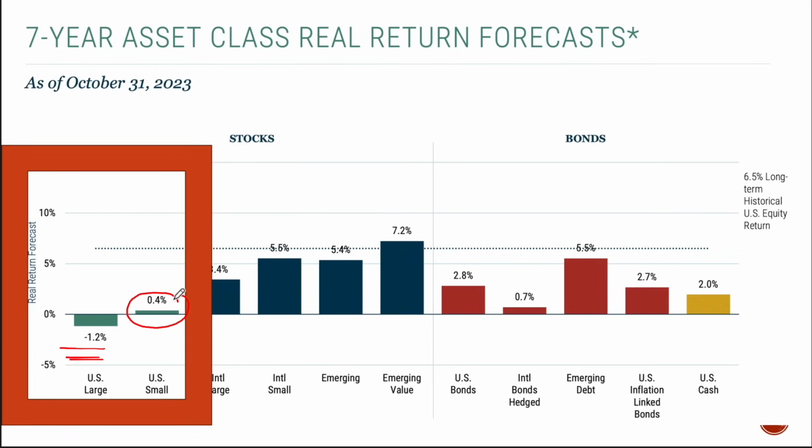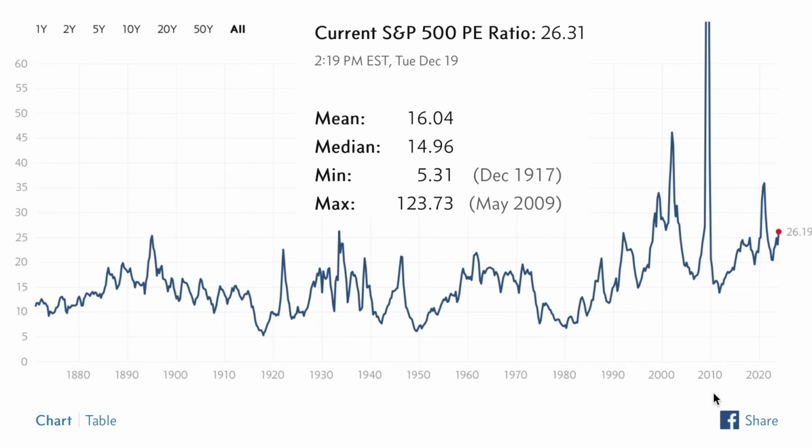Now, why is this such a bad situation? Because of the stock market's valuation. If you look at the S&P 500 PE ratio, now we are at 26.19 compared to a historical average of around 15, which means that if this extremely high PE ratio reverts just a little bit to the mean over 2024 or over the next few years, you are looking at a decline of 20, 30, even 40% just from valuation.